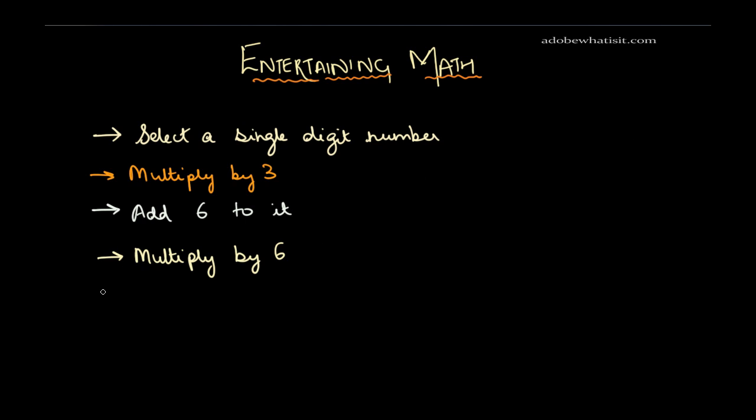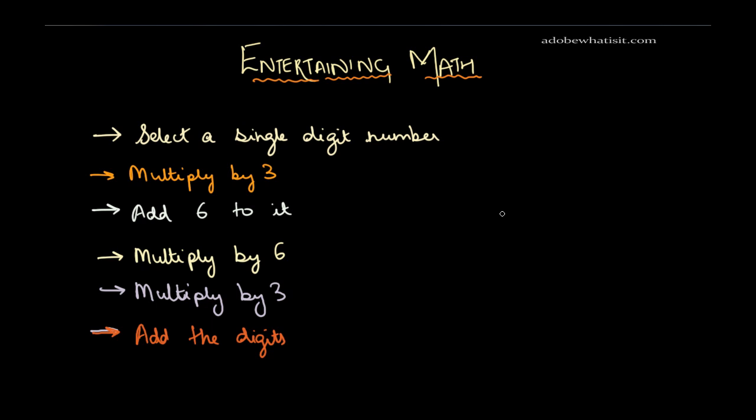Now that you have multiplied by 6, the final multiplication I'm going to ask you to do is multiply by 3. And the final thing I would ask you to do is add the digits. And if you have done the steps correctly, I want you to concentrate on your answer.